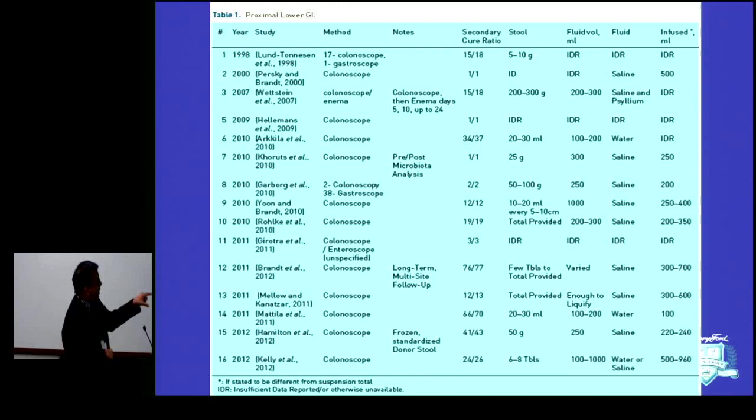I want to point out item number 12, where in New York, Dr. Brandt's group did a very long-term follow-up, up to beyond 100 days, and showed their success rate was dramatic as well. And then I want to point out number 15, where they took completely standardized healthy donors and froze their samples, and then completely unrelated healthy donors froze their samples, and then rethawed them and used them, and successfully showed that you can do this. So you can actually have a stool bank and successfully work with that as well.